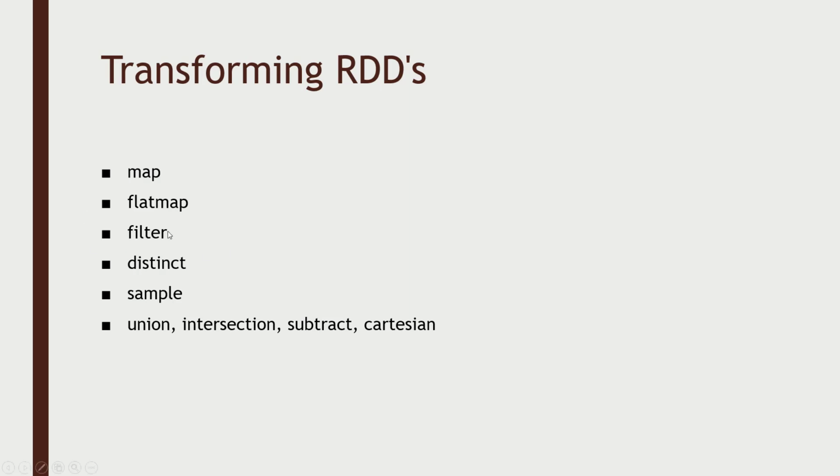Filter can be used to take stuff out of an RDD, so you can provide that with some function that determines whether or not a row in your RDD survives in the resulting RDD. Distinct does what it sounds like, just gives you back the distinct unique values in an RDD. You can also sample them randomly, and you can combine RDDs together using operators like union or intersection or subtract or Cartesian product. So a lot of stuff very similar to what you were doing in Pig, but Spark again is a little bit more powerful.